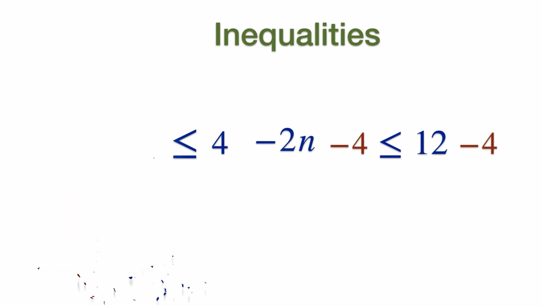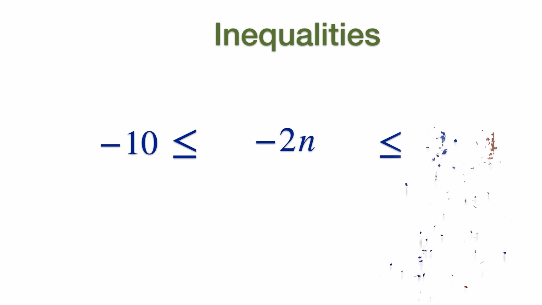Minus 4 and minus 6 gives us minus 10 on the left hand side. 4 and minus 4 cancel out each other in the middle of the inequality and leave us with only minus 2n. And 12 minus 4 gives us 8 on the right hand side of the inequality.